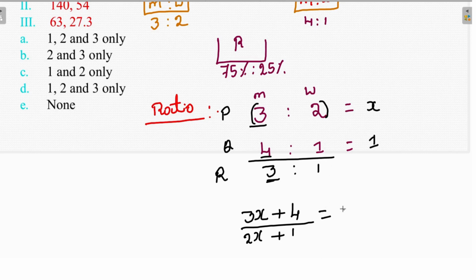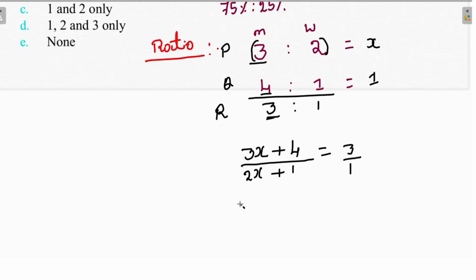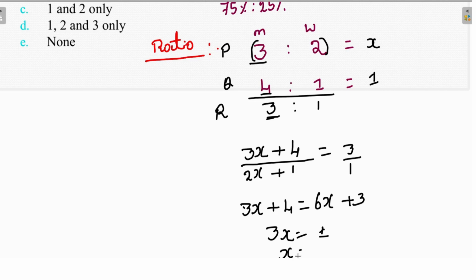If I get 3:1, now I can find out the x variable. 1 into 3, 3x, plus 1 into 4, 4, 3 into 2, 6x, plus 3 ones are 3. If I solve this equation, 3x is equal to, if I shift this number to this side, that will be 1, which means x is equal to 1 by 3, or 1 is to 3.